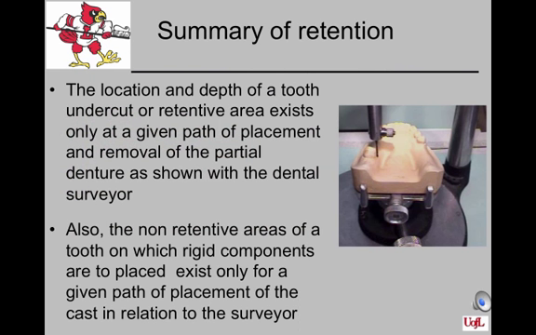In summary about retention, the location and depth of a tooth undercut or retentive area exist only at a specific given path of placement and removal of the partial denture, as shown with the dental surveyor. Also, the non-retentive areas of a tooth on which rigid components are to be placed exist only for a given path of placement of the cast in relation to the surveyor.